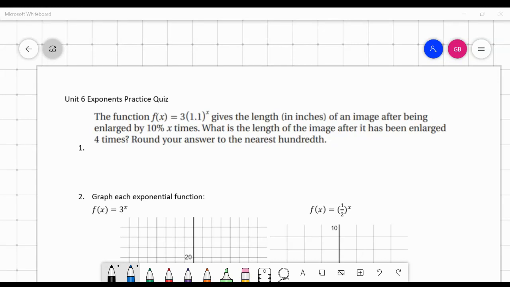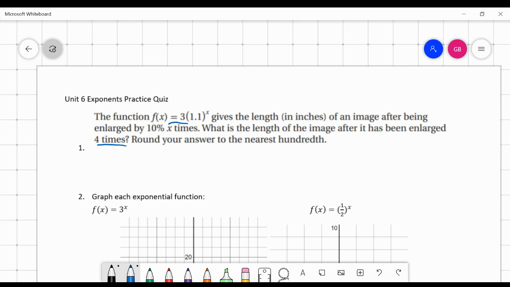Hi everyone, here's the practice quiz for Unit 6. Number 1, function f of x is equal to 3 times 1.1 to the x power, gives the length in inches of an image after being enlarged by 10% x times. What is the length of the image after it has been enlarged 4 times? Round your answer to the nearest hundredths.